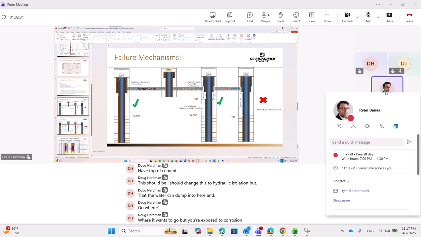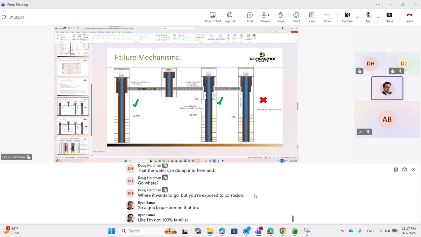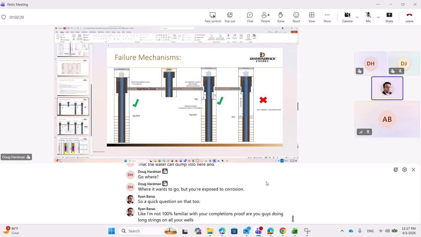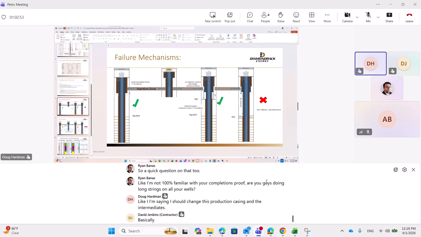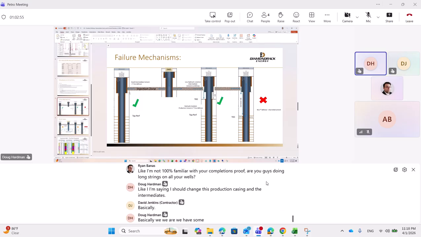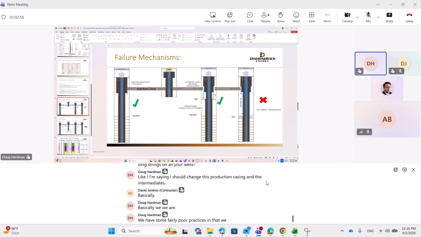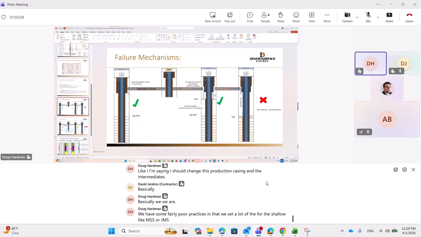A quick question on that too, I'm not 100% familiar with your completions group. Are you guys doing long strings on all your wells? I'm saying I should change this, the production casing and the intermediates. Basically, we have some fairly poor practices in that for the shallow MSs or JMs, we set this intermediate usually in the clear, well, it can be in the lower.